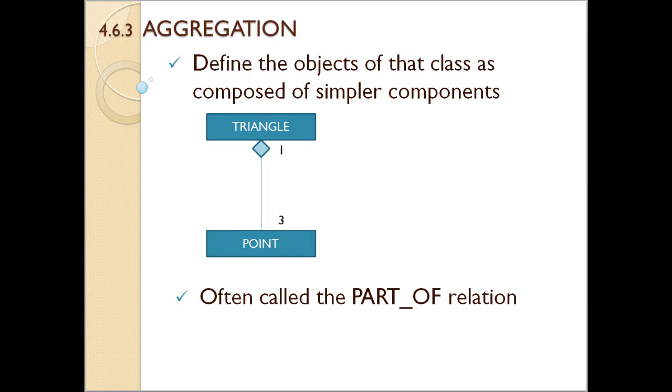Aggregation. Aggregation defines the objects of that class as composed of simpler components. For example, we take a triangle composed of 3 points, often called the part-of relation.